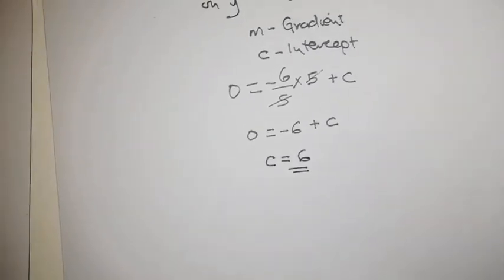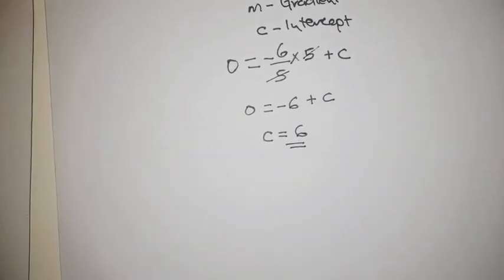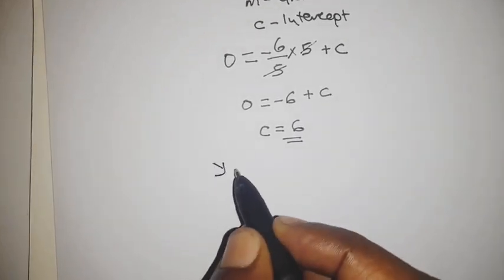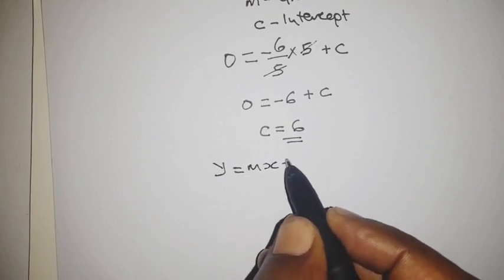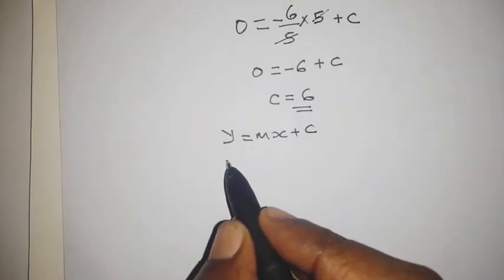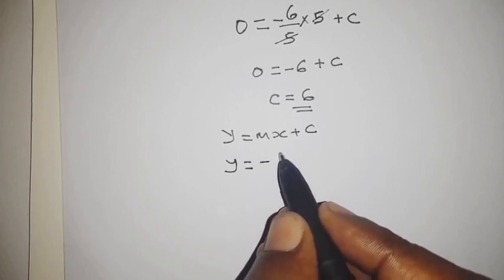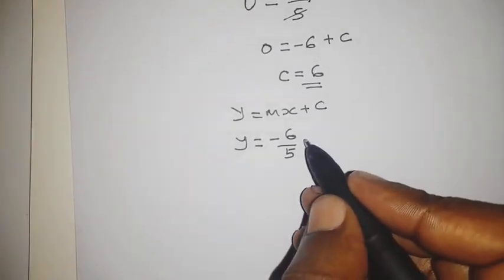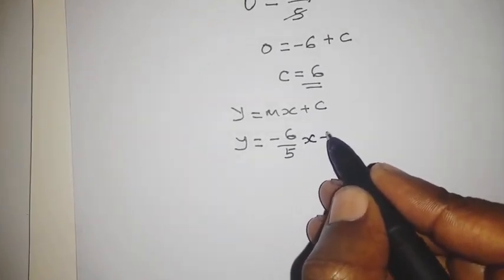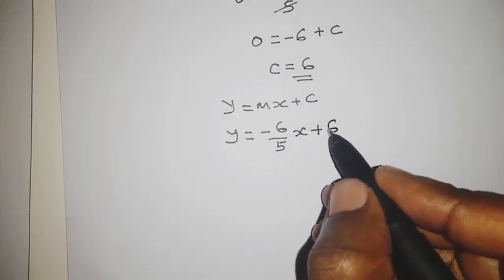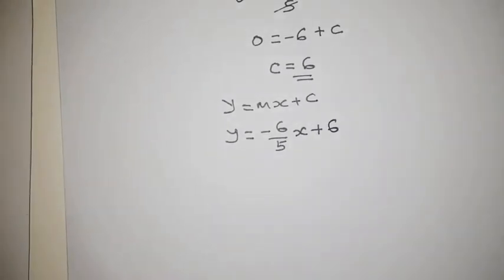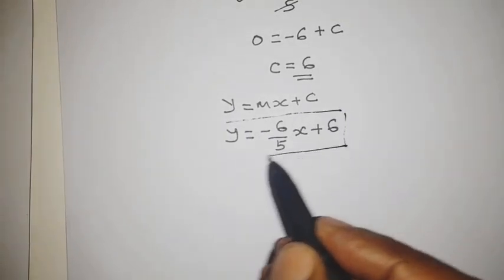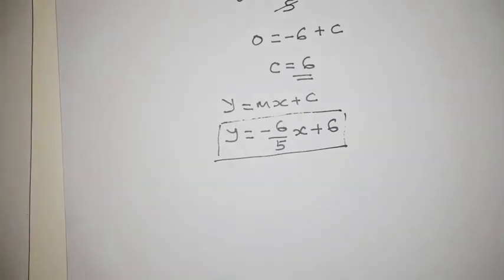Therefore, the equation of the straight line becomes y equals mx plus c, and this one is y equals -6/5, which is the gradient, times x, plus 6, which is the y-intercept. And therefore this becomes the equation of the straight line that has been drawn.